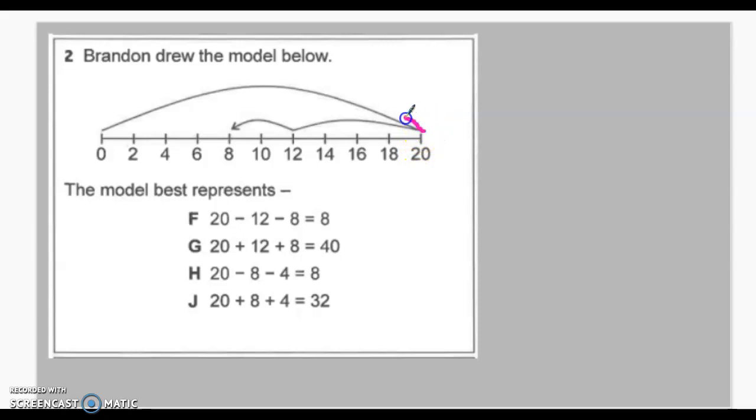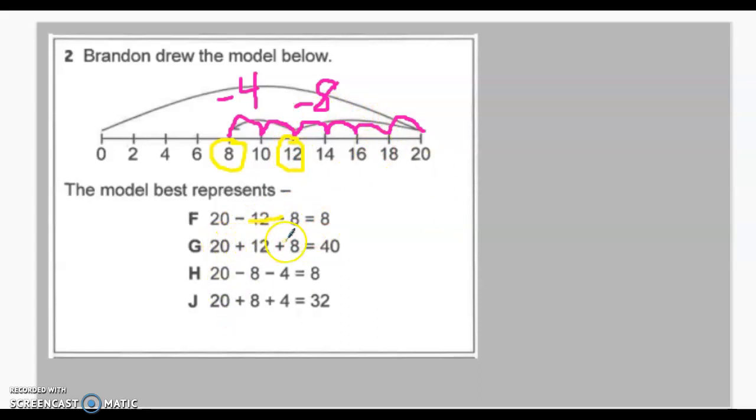So let's count. 2, 4, 6, 8. You subtracted 8. And then 2, 4. You subtracted 4. So even though we land on 12 and 8, that is not what you are subtracting. 20 minus 12 here does not equal 12. So this right here makes it wrong.